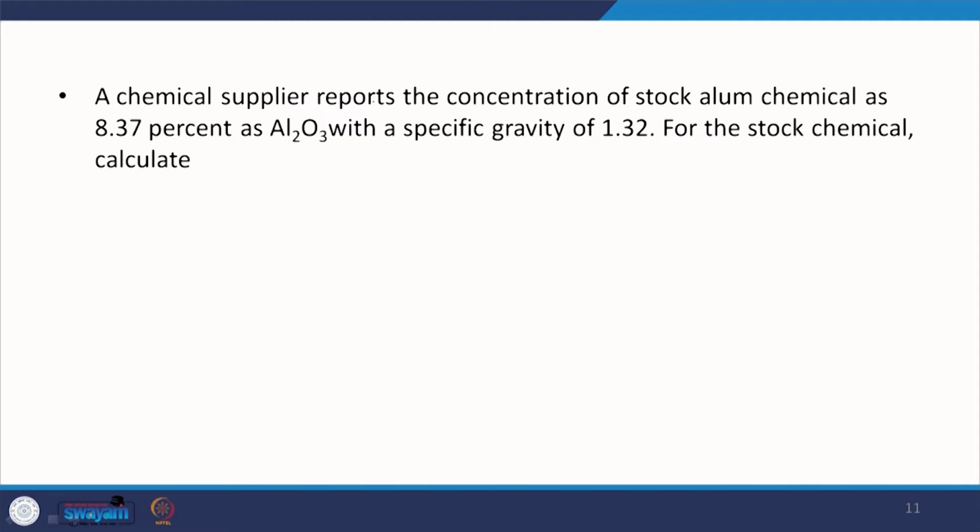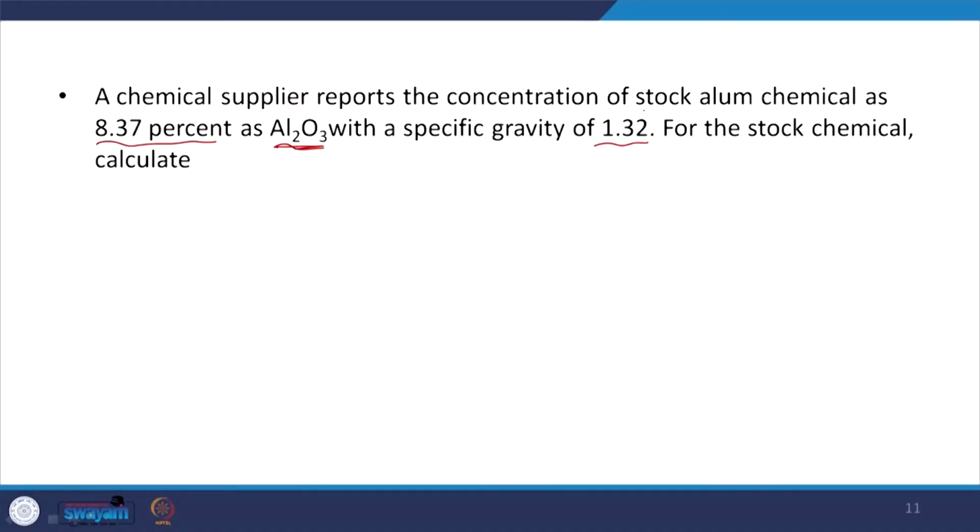A chemical supplier reports that the alum that he has, stock alum, is 8.37% as Al2O3, right. Never 100% purity or what I want, right. Here he has some stock alum chemical, and in that only 8.37% is present as Al2O3, and specific gravity is 1.32. Specific gravity is the density of the particular material to the density of a reference, typically water. Specific gravity of that particular chemical is 1.32.